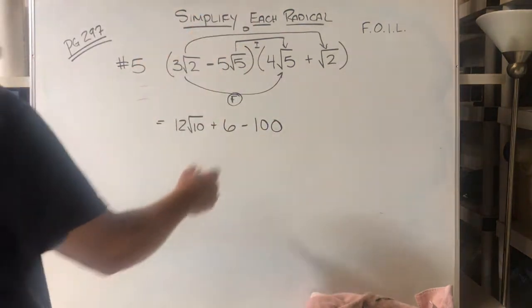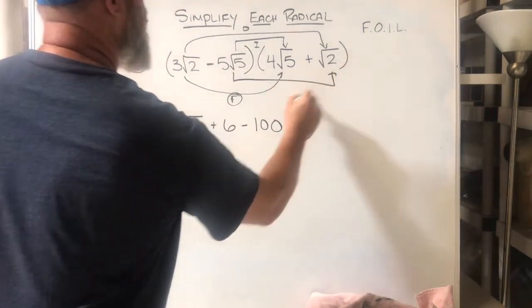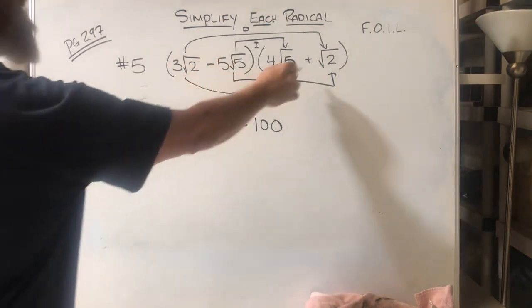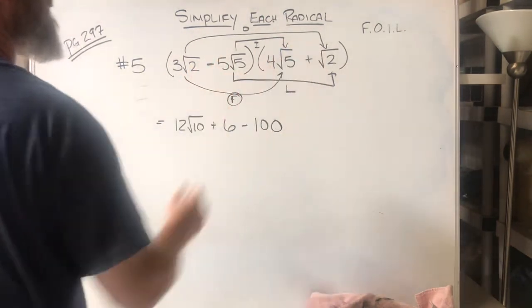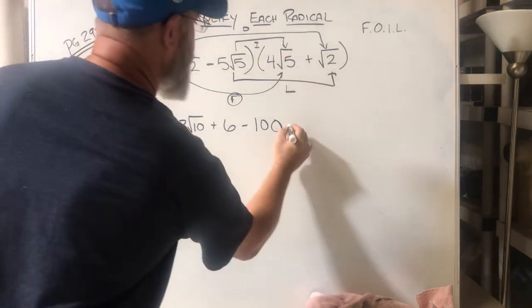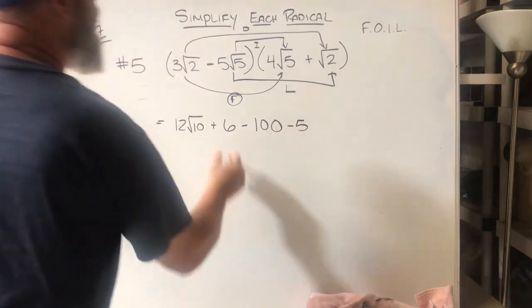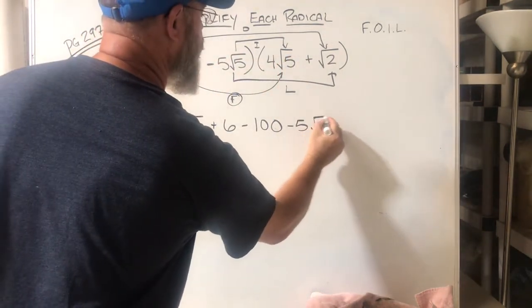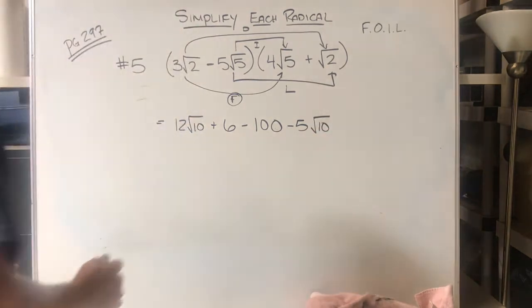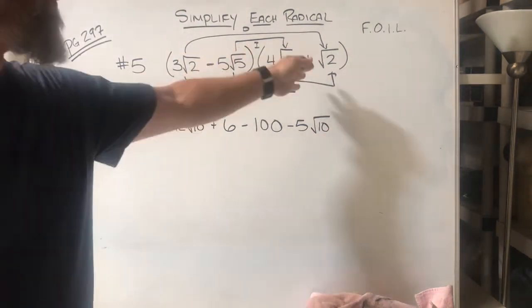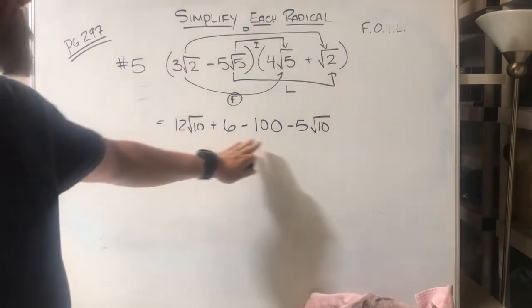And then we do the last. And that's negative 5 times the square root of 5 times positive square root of 2. So I've got negative 5 times positive 1. That is negative 5. And then I have square root of 5 times square root of 2. Well, that's square root of 10. So we just FOILed these two binomials. So now we have this.